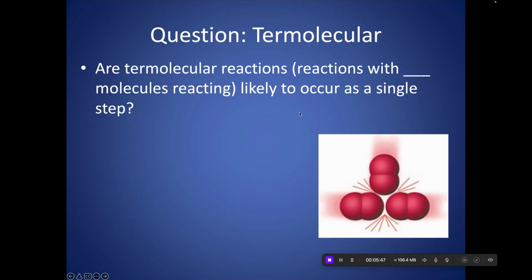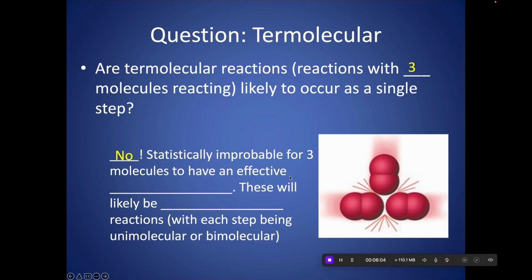So let's start talking about a termolecular reaction. Termolecular meaning three molecules reacting. Is it likely that this is all going to occur in one step? That these three molecules are each going to come together with the right amount of energy in the right orientation so the correct bonds are formed and broken to have a successful reaction? No, that is very statistically improbable. Even if they do collide, it's not likely to be an effective collision. And again, if you didn't watch that intro video, that's where we talk about effective collisions and those two factors, energy and orientation. These would likely end up being multi-step reactions.